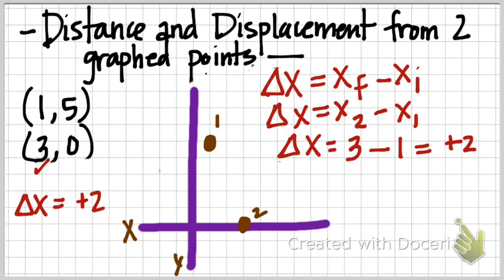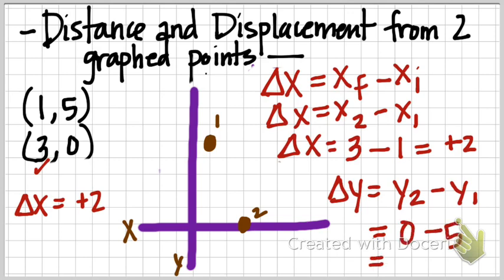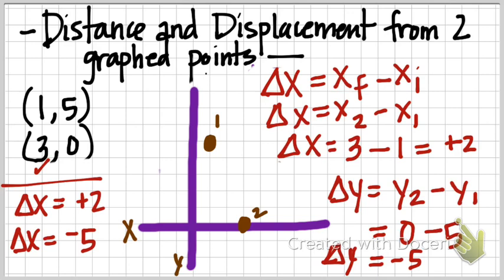I'm going to do the same kind of thing, only now I'm going to use it for delta y. I'm just going to call it y2 minus y1, and I'm going to have 0 minus 5 to give me a delta y of negative 5. So I'm going to rewrite it over here. So you understand the positive and the negative are only dealing with direction. Okay, so if it's positive, it's going to be moving north or east, and if it's negative, it's going to be moving south or west.